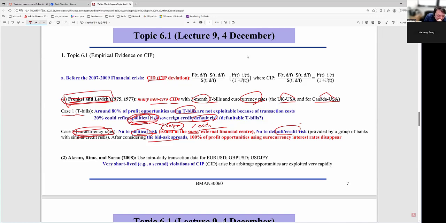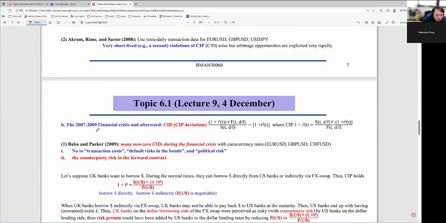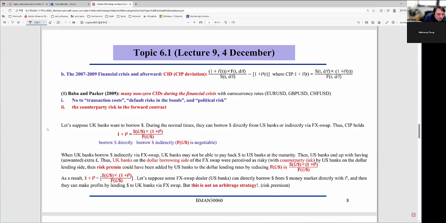But remember, I can give you an exam question saying that you find a CIP violation using T-bills. Then you need to consider these kinds of issues. If you are able to borrow and lend using the euro currency rate, then you don't have to worry about political risk or default risk. However, there is still one more risk you have to take into account: the so-called counterparty default risk, emphasized by Barbour and Pecker. So Barbour and Pecker compute the CIP violations.